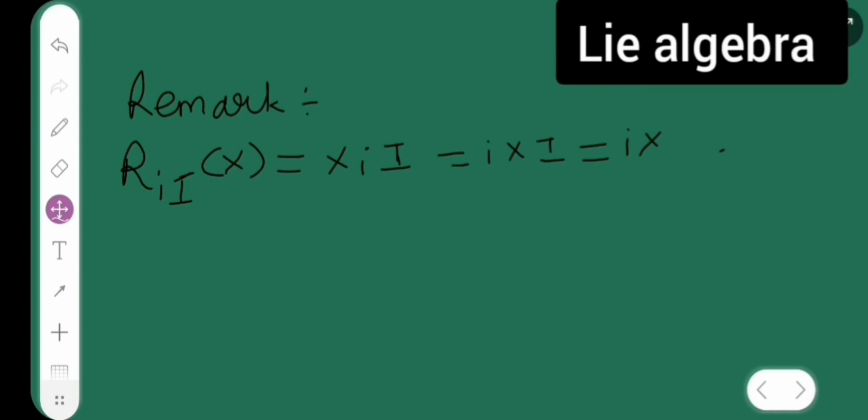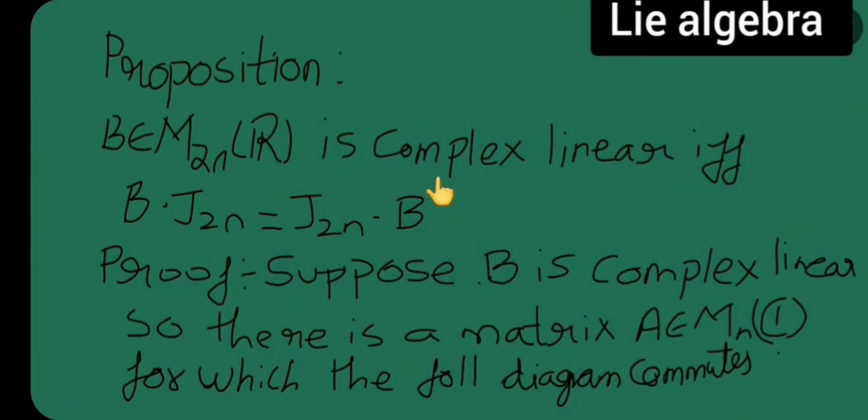Next is my proposition. So this is my proposition over here. B belonging to M_2n of R is complex linear if and only if B into J_2n is equal to J_2n into B. So taking B is complex linear, I have to prove this, and then taking this, I have to prove that my B is complex linear, because the if and only if statement is this, so I have to prove the converse part also. So here my proof starts.